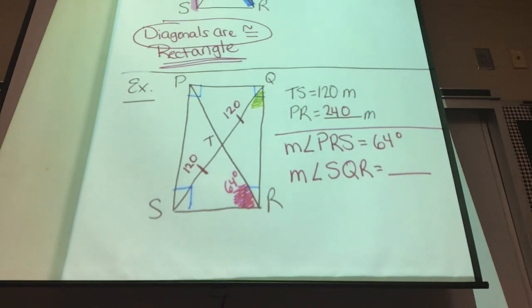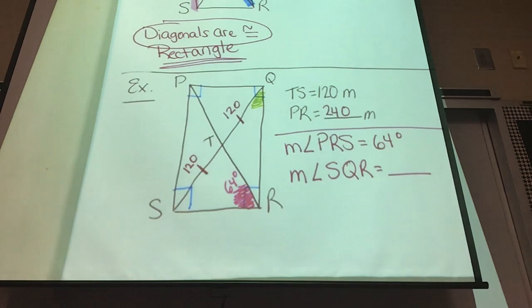Okay, now let's use a little common sense here. What do I know? Oh, no. You don't know. You don't know anything? The opposite angles are congruent. Okay, so opposite angles are congruent. So, what is that going to tell me? The two angles are supplementary. Okay, so which two angles are you talking about?